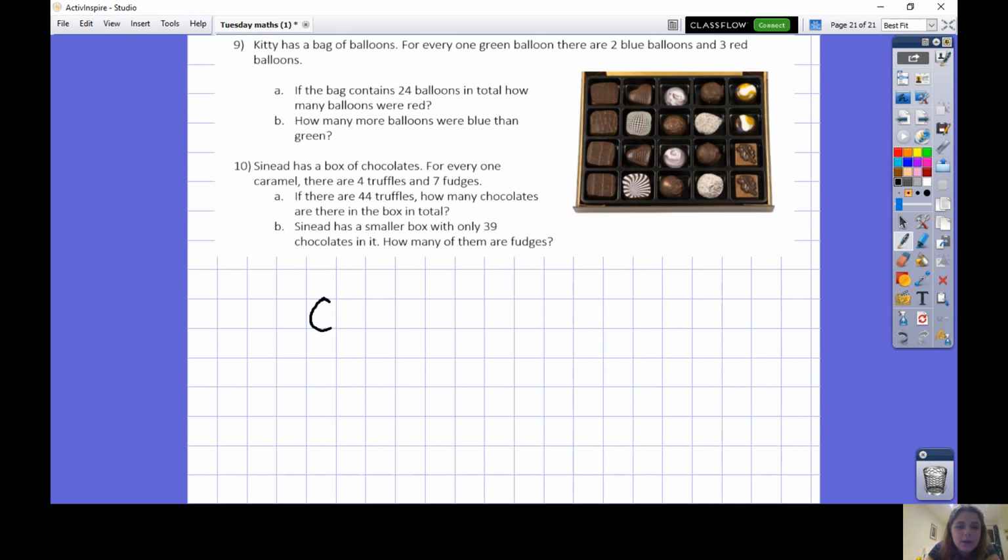And then question 10, it says, Sinead has a box of chocolates. For every 1 caramel, there are 4 truffles and 7 fudges. Let's work out the total then. I'll write total because I've already put T there. 1 add 4 is 5, add 7 is going to be 12.